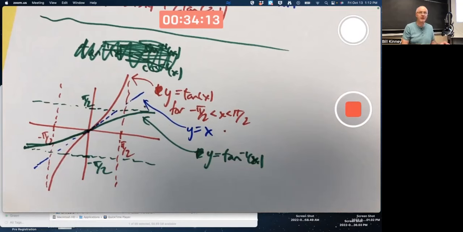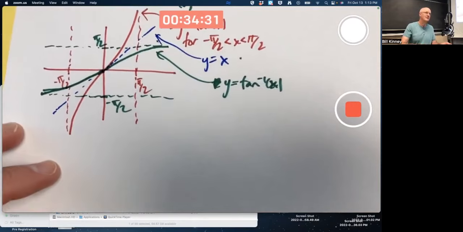Being such a nice graph, you might want to know its derivative. Is it inverse secant squared or something like that? No. The derivative of this is not a trig function at all. How can it be figured out? Through a fun trick.